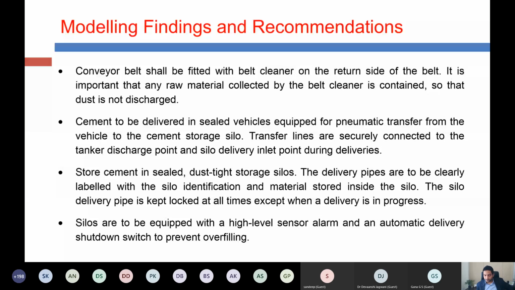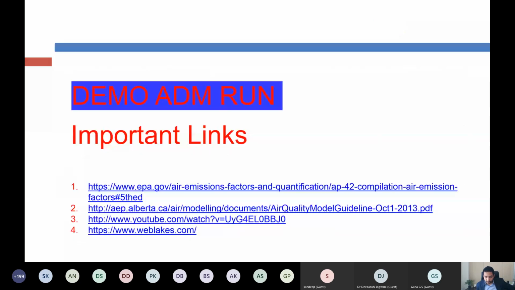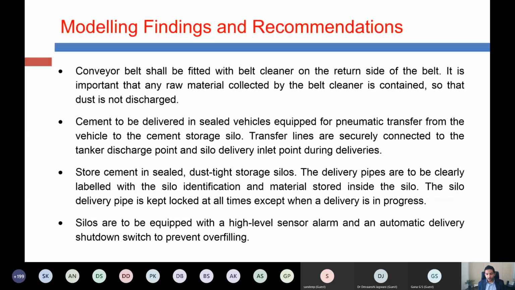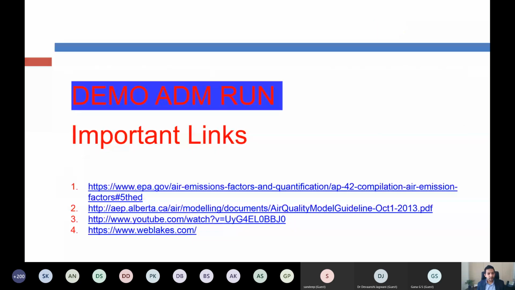So this was the case study from one of the ready mix Qatar plants, and how we did the air quality impact assessment, and thereby came up with this recommendation, reducing the level of dust in the area. Now we'll go to the question and answer session, and then if we have time available, we can go for a demo run with the software.